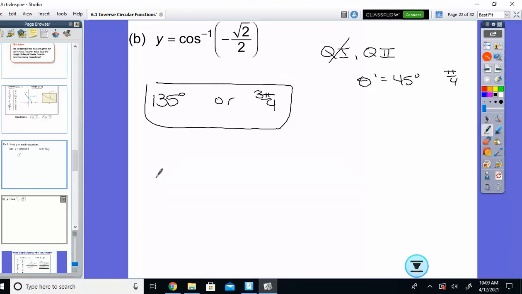One more. If I said cosine inverse of 1/2, in which quadrants is cosine inverse in? 1 and 2. 1/2 is positive, so that would be quadrant 1.